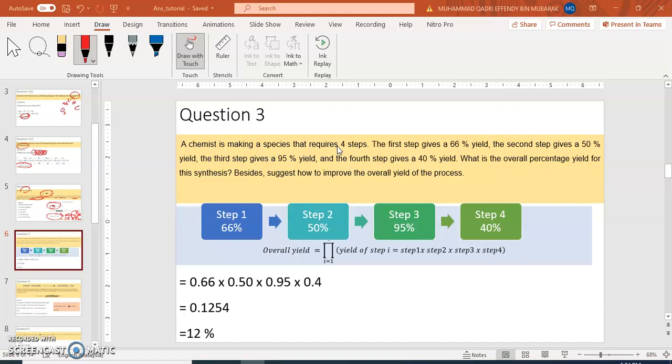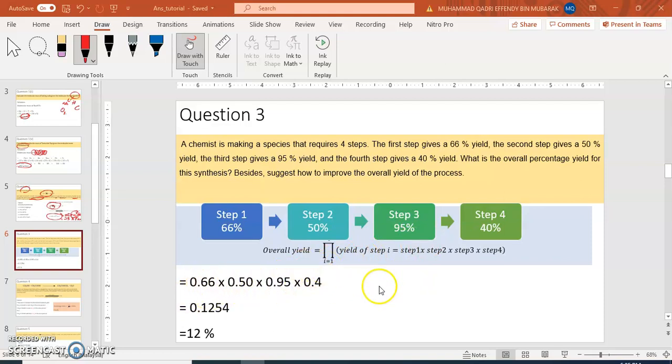First things first, I made this kind of diagram so we can see the ratio between step 1 and step 4. For step 1 we have 60%, and later on we move to 50% and 95%, and the last step is 45%. So to find the overall percentage yield, what we need to do is multiply the first step through the fourth step. I convert 60% into a decimal, so we have 0.66. For step 2 we have 0.5, step 3 we have 0.95, and step 4 we have 0.4.